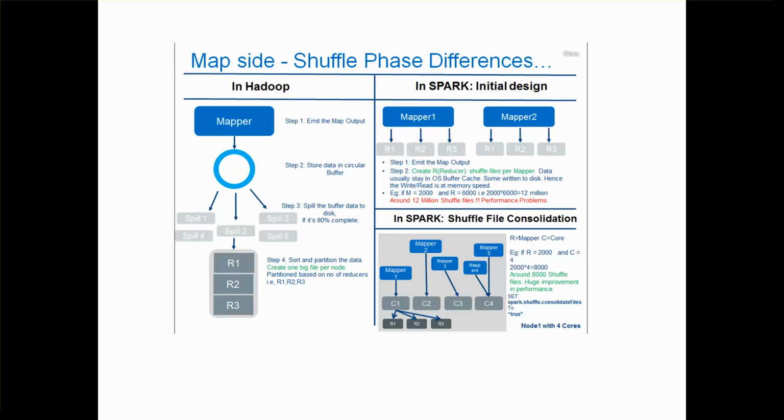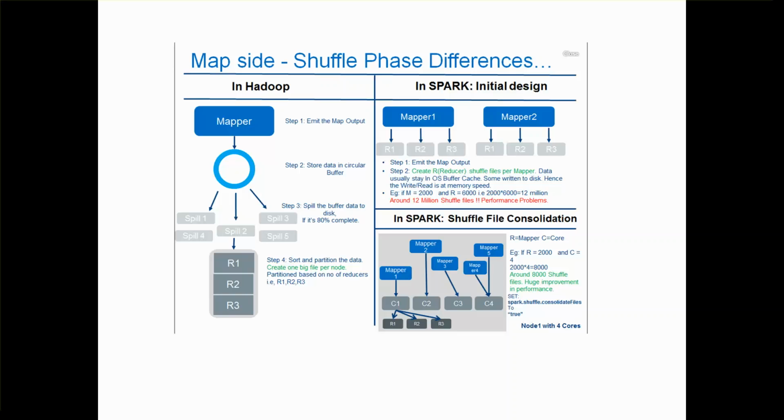Whereas in Spark, the initial difference was that the mapper will emit reducer files, and the data will not be written onto the disk. It will be buffered into the cache. But if the data is really big, then some of the data can be written into the disk, but the main important thing was the data will be kept in memory.